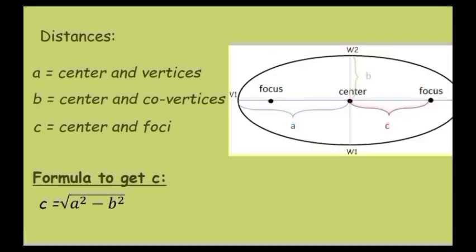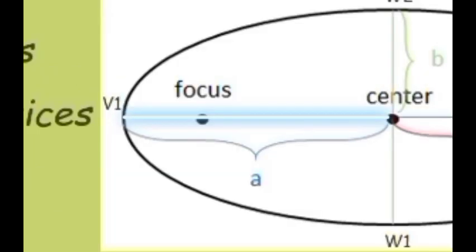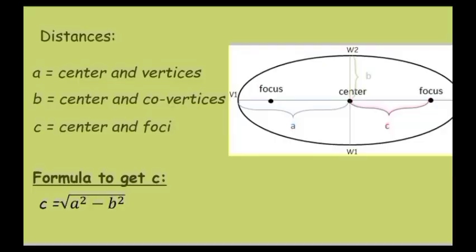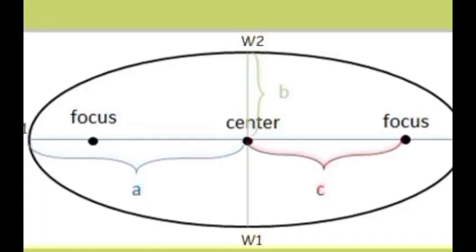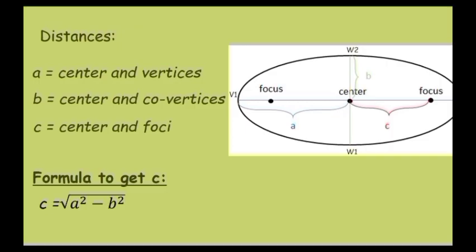In solving the ellipse, we also need to know about the distances a, b, and c. a is the distance between the center and vertices. b is the distance between the center and covertices. c is the distance between the center and foci. And to get the c, we need this formula. c is equal to the square root of a squared minus b squared.